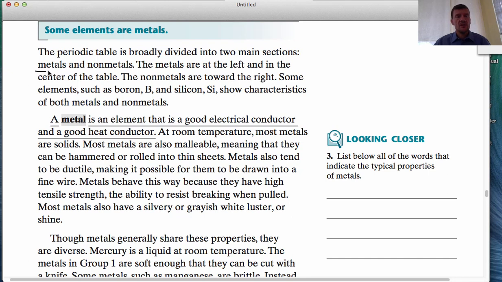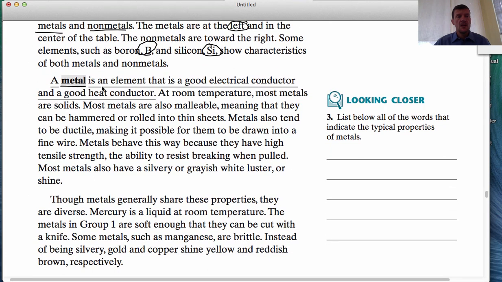As I mentioned already, we've got metals on the left, nonmetals on the right. And then we've got the metalloids, like boron and silicon, in the middle. All right? Some properties of a metal. So you know they're mostly on the left, right? They're all on the left or center of the periodic table, but metals have certain properties. And you should know these.